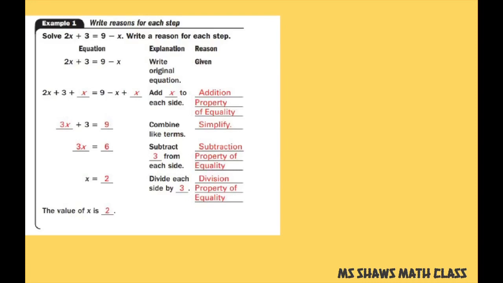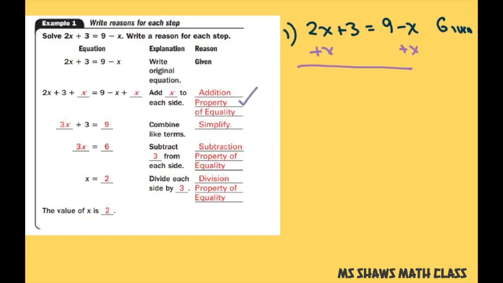They did it horizontally, so I'll do this more vertically. So we have 2x plus 3 equals 9 minus x. Now when you do proofs, that's just your given. That's your first line. Now to solve for x, we're going to add x to both sides. And that's the addition property of equality. So you get 3x plus 3 equals 9 plus 0, or just 9.